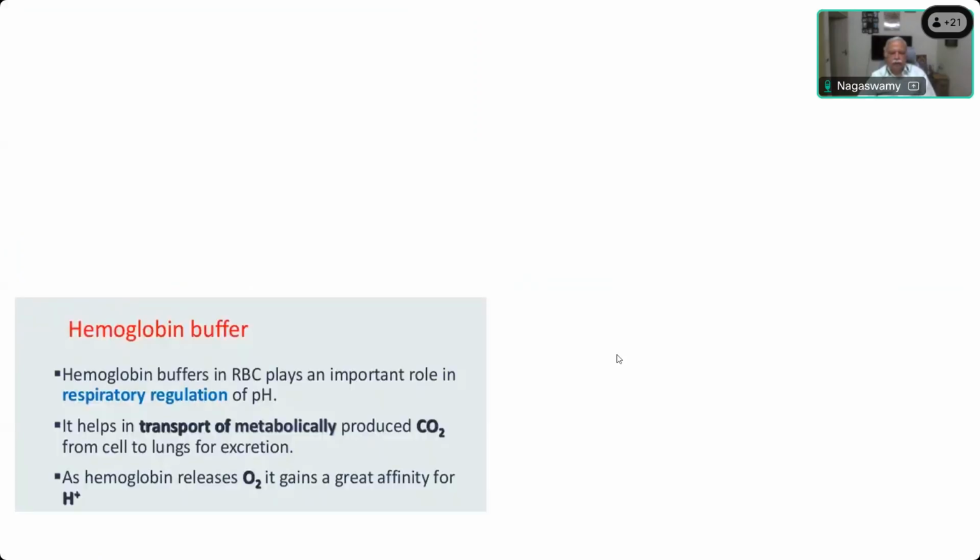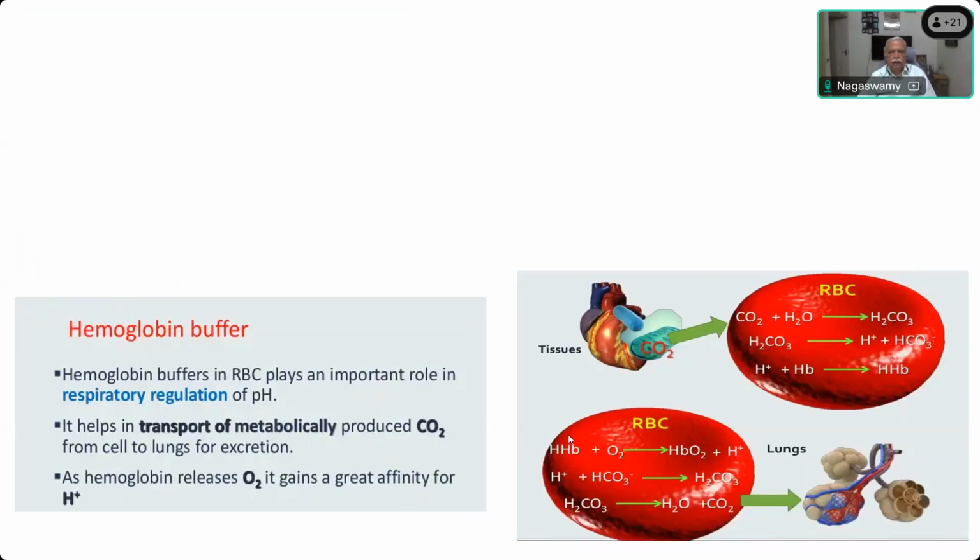Hemoglobin buffer. Next is a protein, which is a hemoglobin buffer. This also plays a very important role in the respiratory regulation of pH. We transport metabolically produced carbon dioxide from the cells to the lungs for excretion. As hemoglobin releases oxygen, it gains affinity for hydrogen ion.